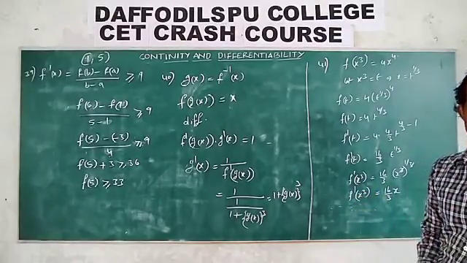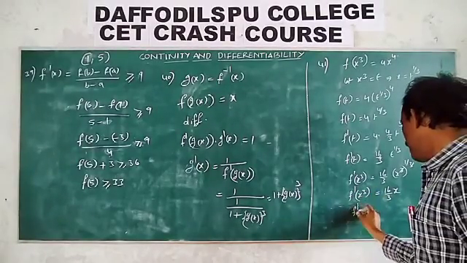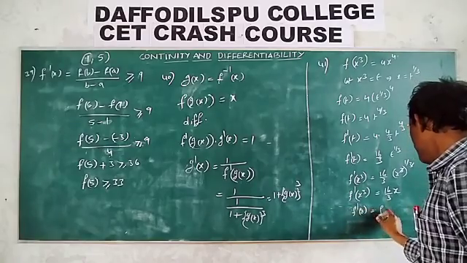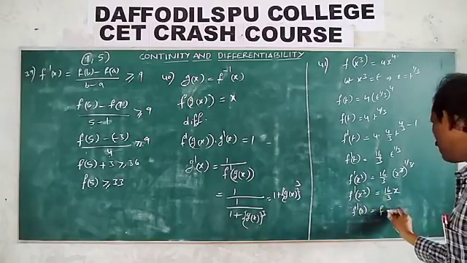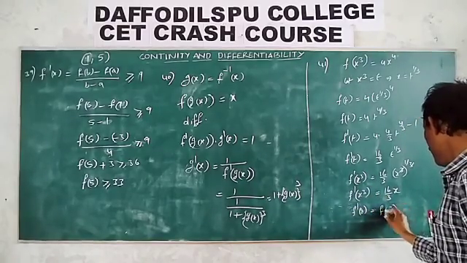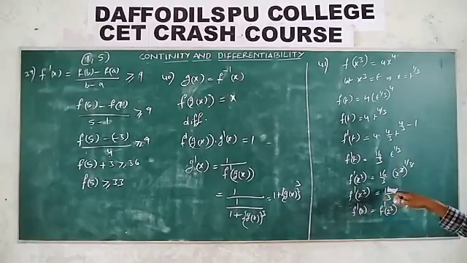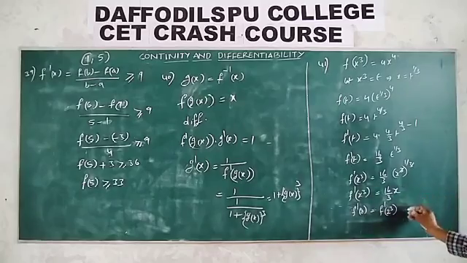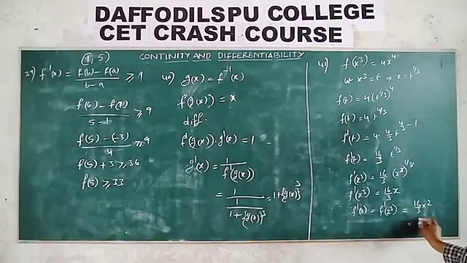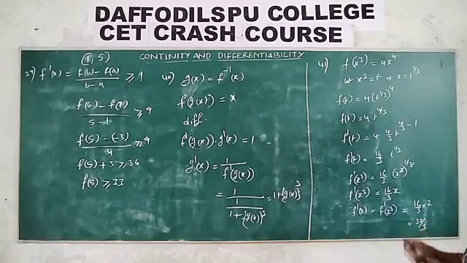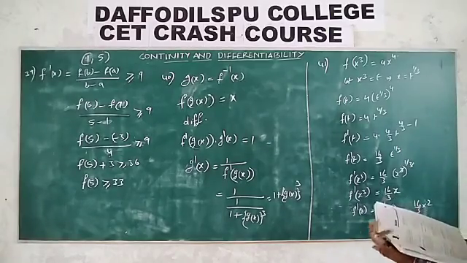Now they ask f dash 8. 8 can be written as 2 cube. So f dash x cube is equal to 16 by 3 into x, which is 16 by 3 into 2. Therefore 32 by 3 is the answer. Second option.